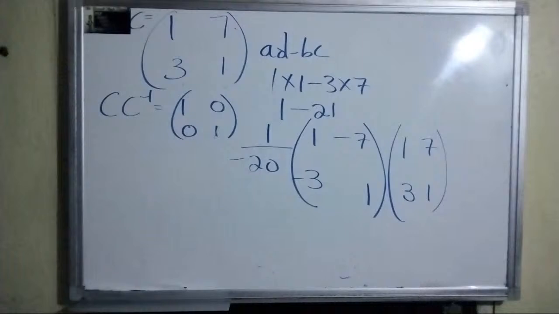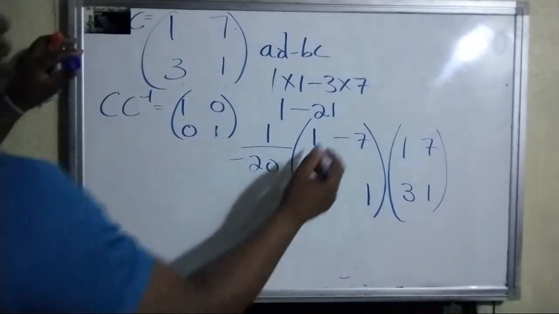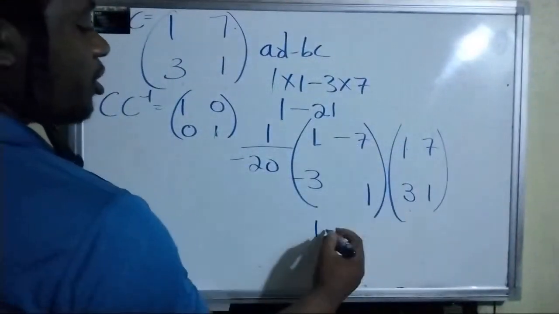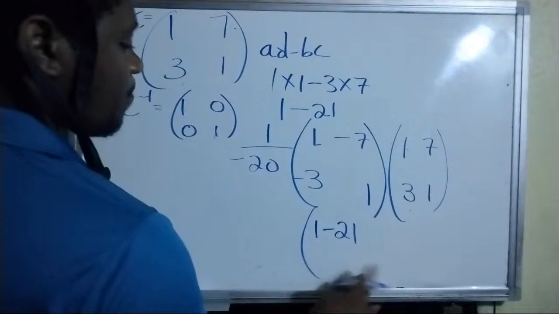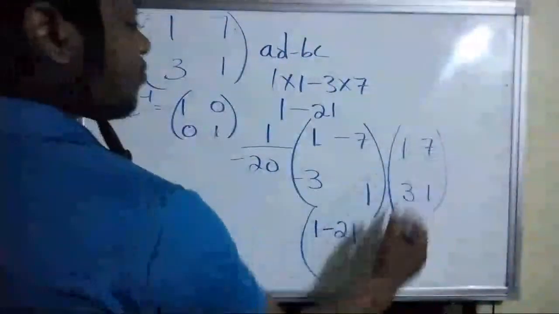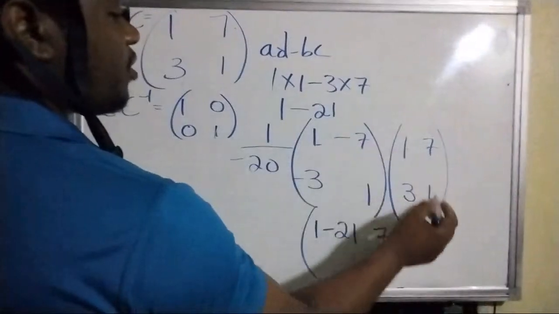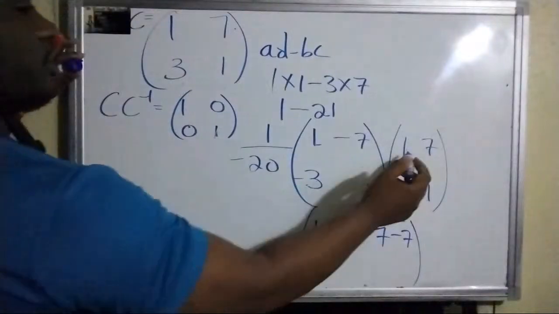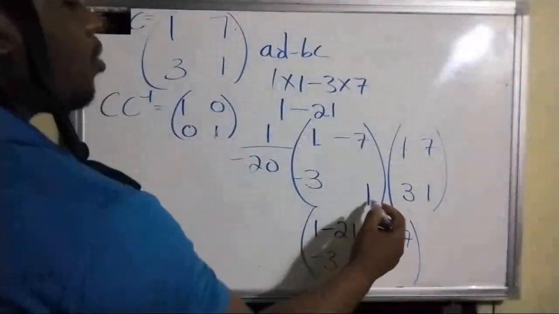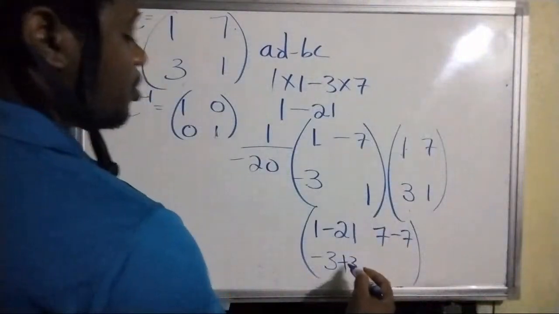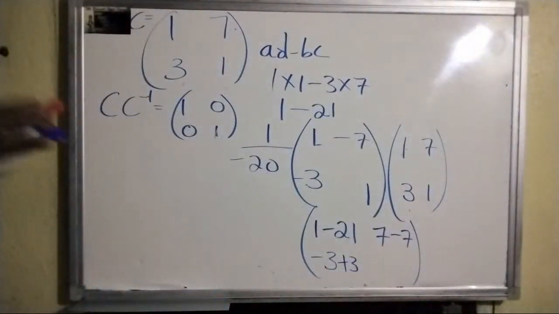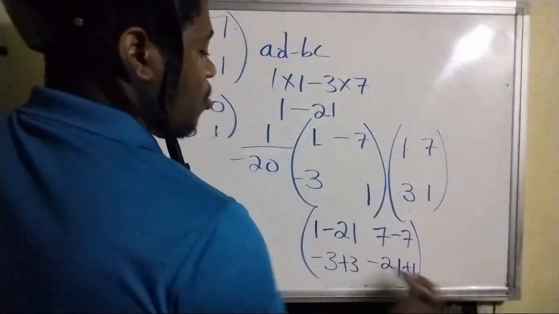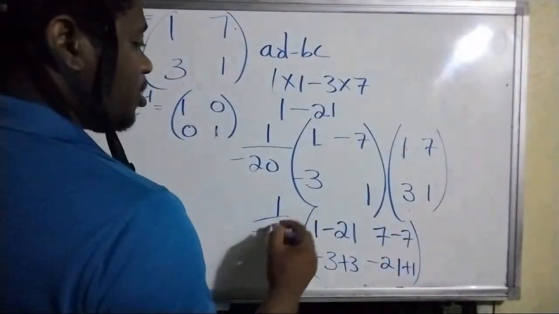Alright, so let's multiply row by column now. So 1 times 1, that is 1. It's negative 7 times 3, negative 21. Alright, and then 1 times 7, that's positive 7. Negative 7 times 1, negative 7. Look like it not gonna work, guys. Negative 3 times 1, negative 3. 1 times 3, positive 3. Alright, the final one now. Negative 3 times 7, negative 21. And 1 times 1, 1. So remember, this is 1 over negative 20.